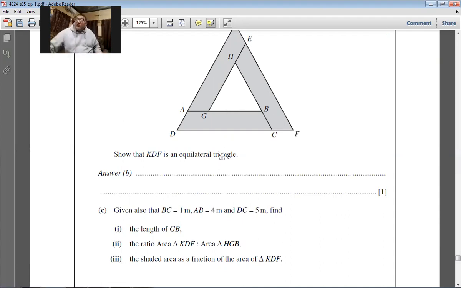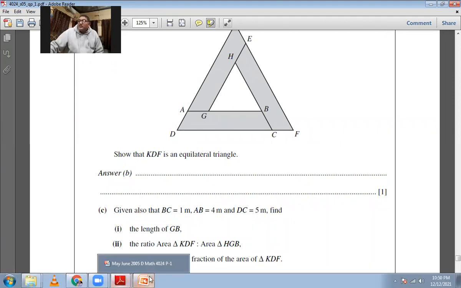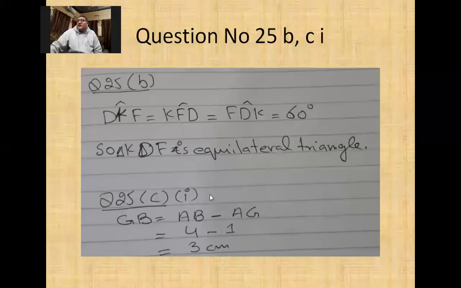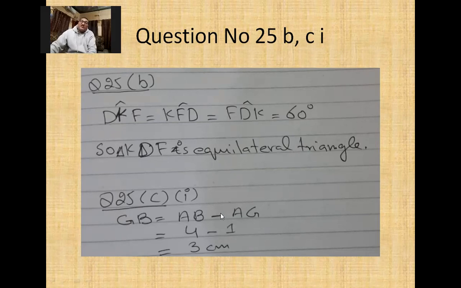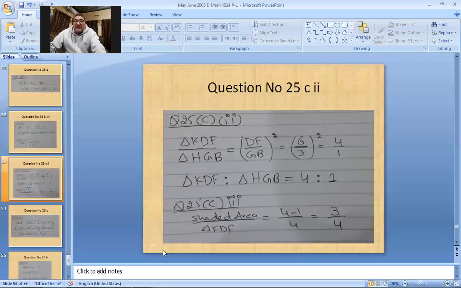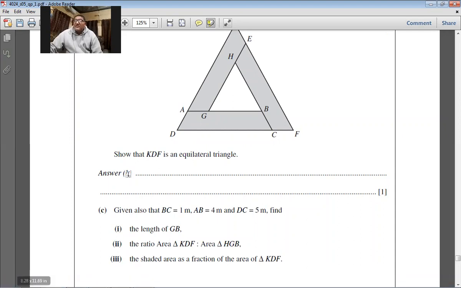Okay, and one very important thing is what will be the DF. The question, let me show you my solution first of all. In question number 25, first part, the question was what is the GB? GB will be equal to AB minus AG. AB is 4 minus AG is 1, so 3 centimeters. Hopefully you understand. Then the next question coming up on your screen is the next part of that question.